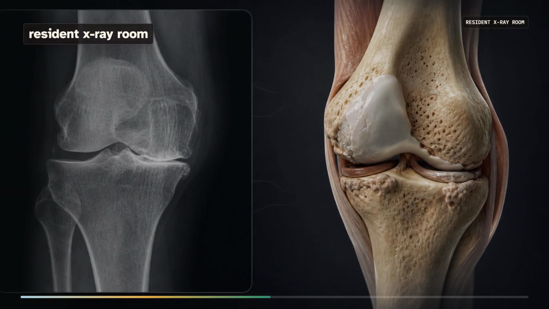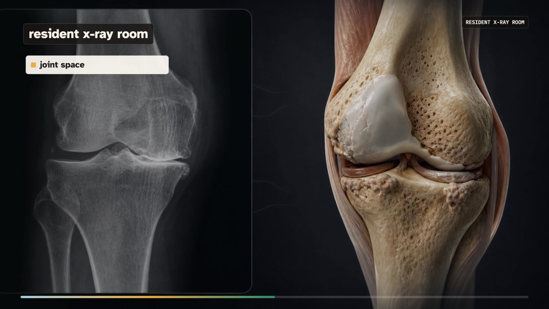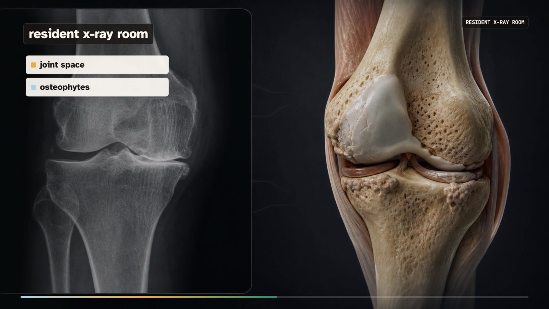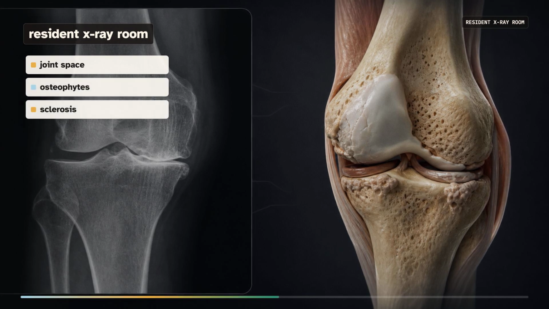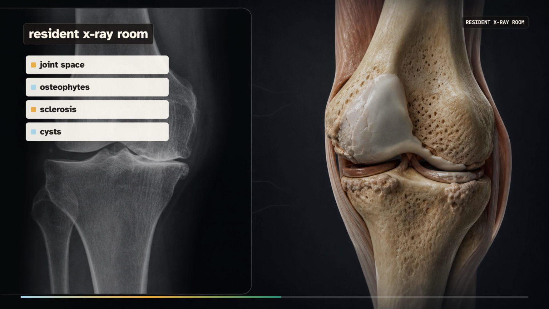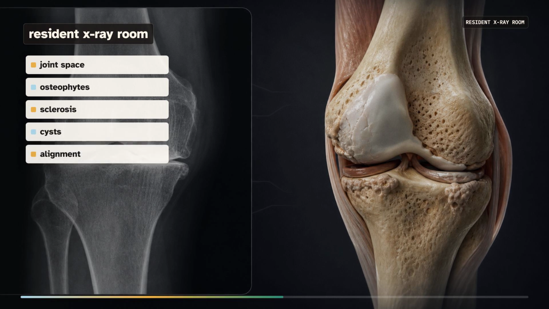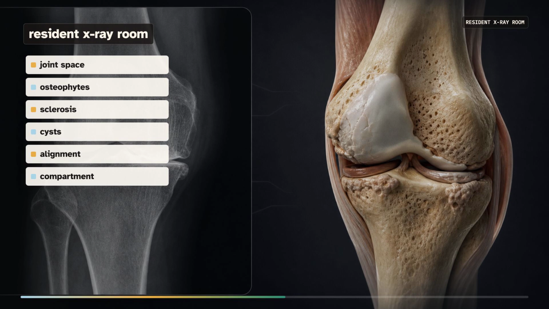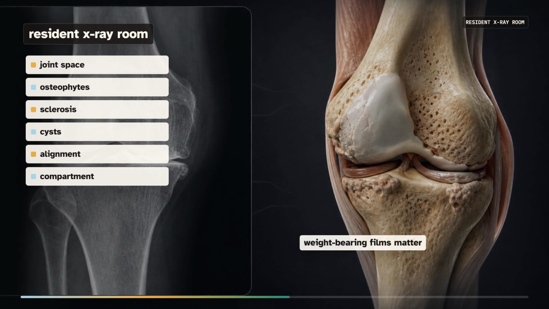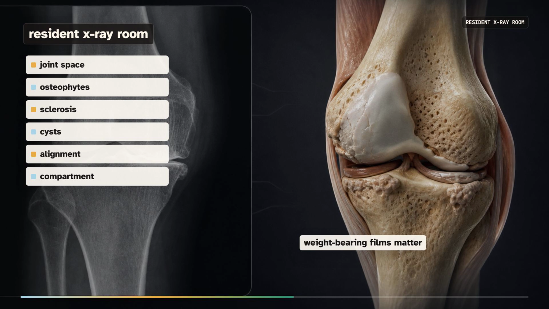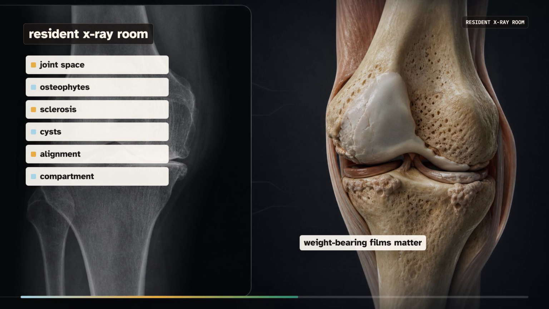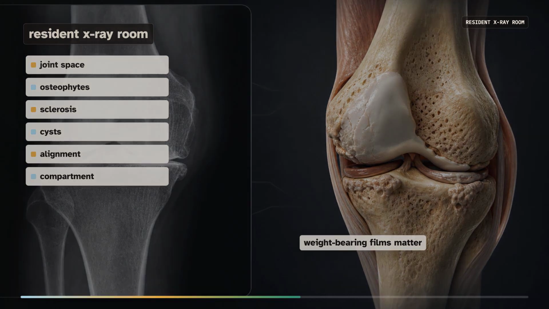For imaging, weight-bearing films matter. A non-weight-bearing X-ray can understate joint space loss because the joint is not being loaded. A useful set includes an AP standing view, a lateral view, and often a skyline or Merchant view for the patellofemoral joint. MRI can show cartilage and bone marrow changes, but for typical established osteoarthritis, plain radiographs and the clinical picture usually guide the main decisions.